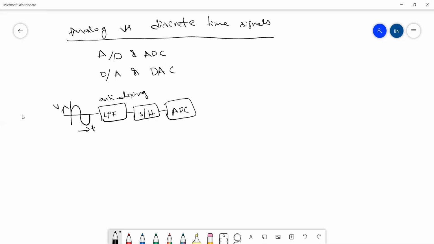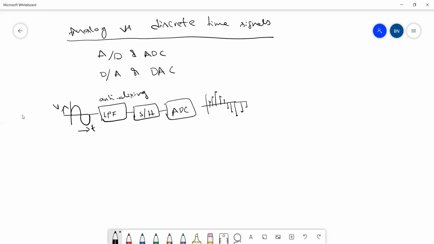Once it is converted into the digital domain, the signal looks like this. We get discrete samples here. So the signal is defined only at discrete time intervals.